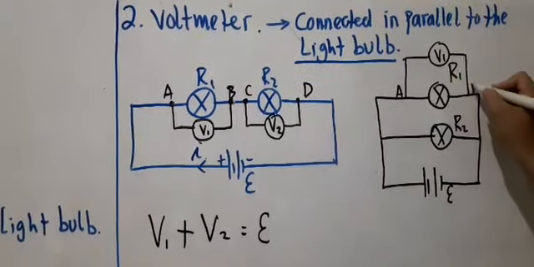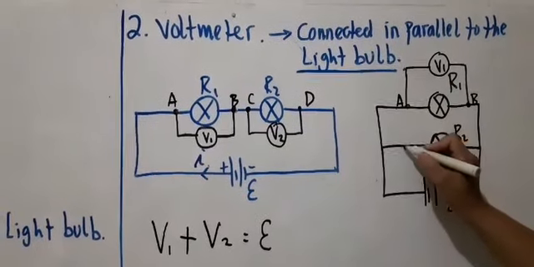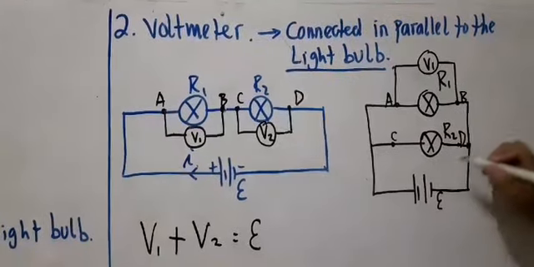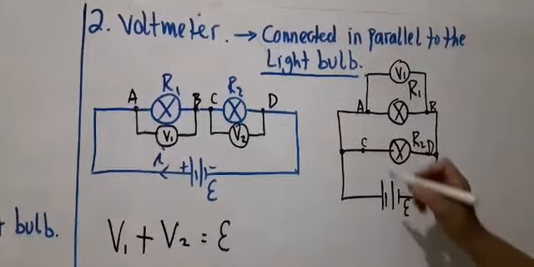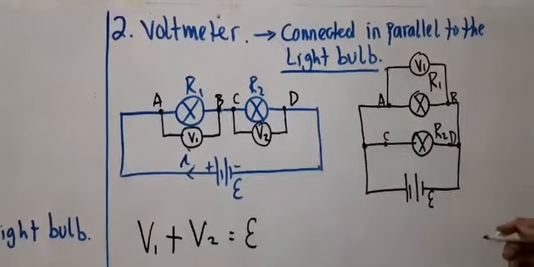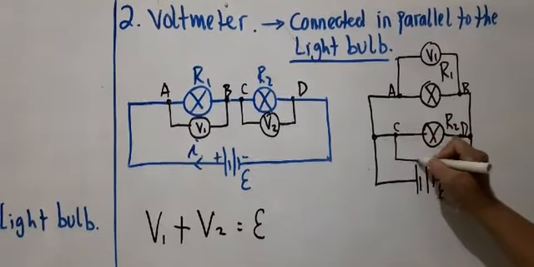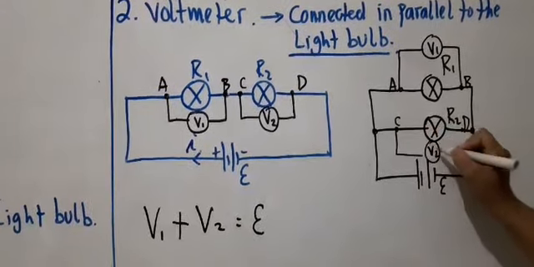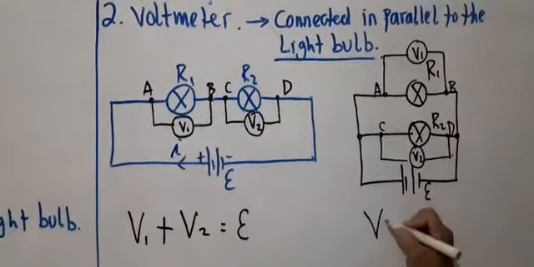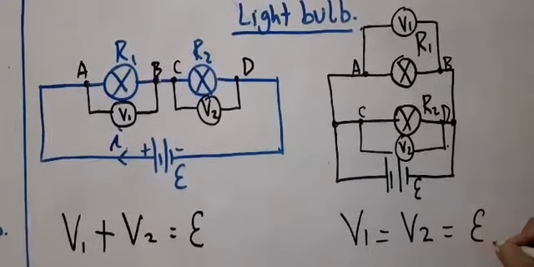Let's say this one is point A and point B, and then point C and point D, wherever you like, maybe here or here, it depends on you. It can be like that. So you can connect the voltmeter at this point like V2. So V1 is equal to V2, which is equal to E.